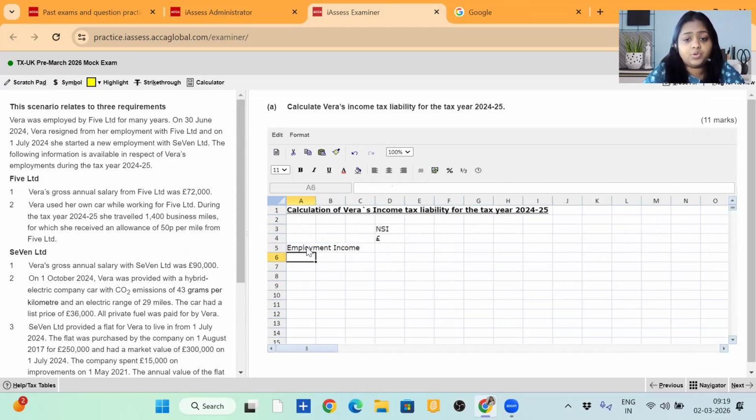We may be required to do a working note also. So let's see. Now we have two details, of 5 and Vera. So let's do the working here. Okay, so here I'll prepare a working note. I will write calculation of employment income from 5 Limited and 7 Limited.